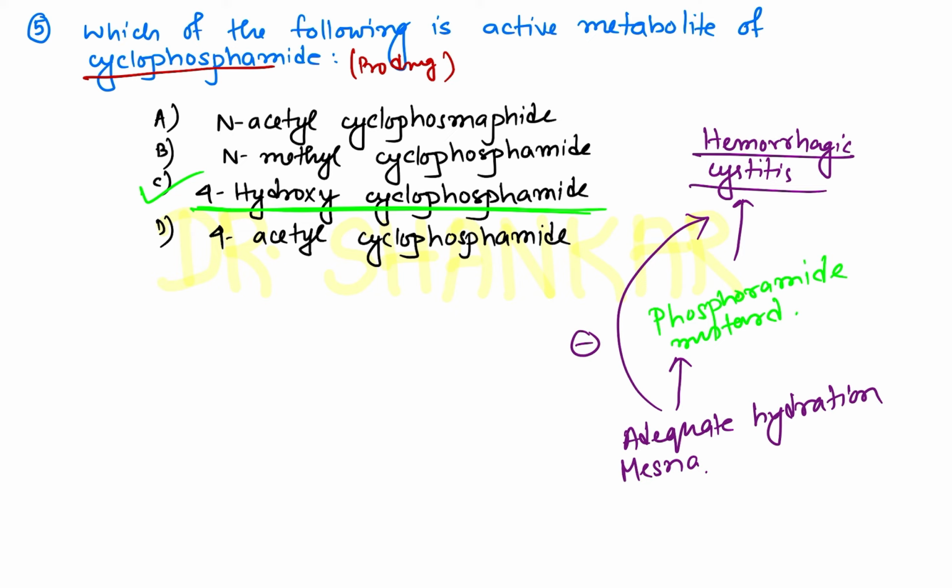This cyclophosphamide is used mainly in treatment of lymphoma, chronic lymphocytic leukemia, breast cancer, also in some cases of nephrotic syndrome, rheumatoid arthritis, and also to treat graft rejection during organ transplantation. So this is about cyclophosphamide.